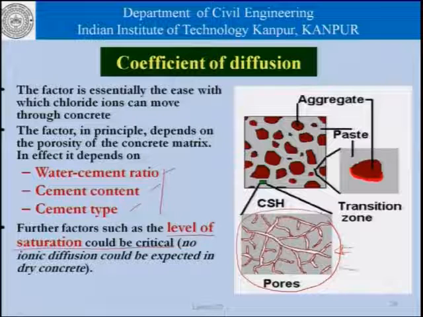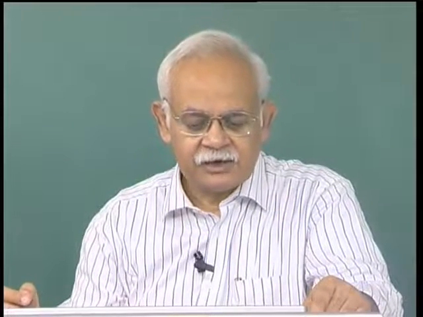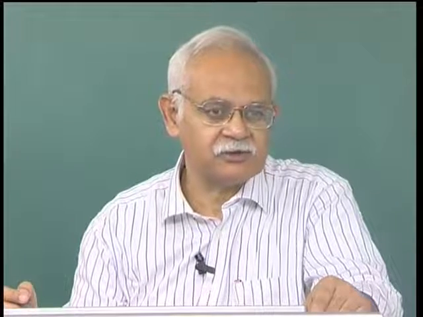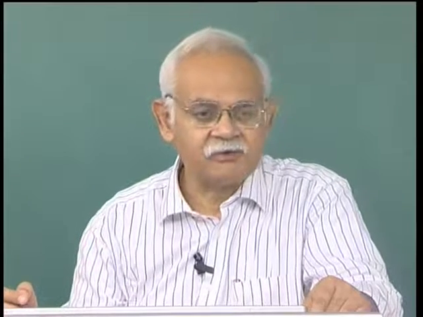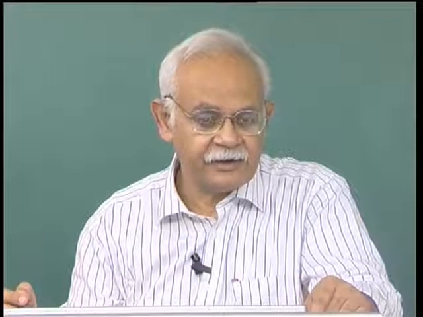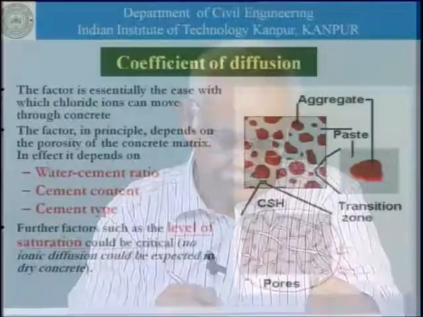And if the pore structures are different, the ease with which the chlorides can move into concrete will be different. And that is why our codes and specifications try to put down numbers on what is the maximum permissible water cement ratio or the minimum amount of cement content and so on, when we try to ensure durability of concrete. Indirectly, what we are saying is that we are trying to control the diffusion coefficient of the concrete.